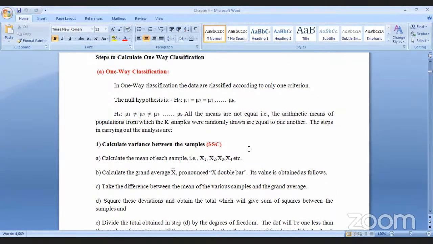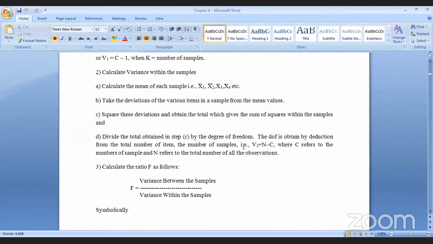If you want to take a photocopy, please take a photo, because the exam will also ask what the steps involved in one-way classification are while dealing with the problem. Okay, so I think you have taken the photo. Then next I will move to the next one.